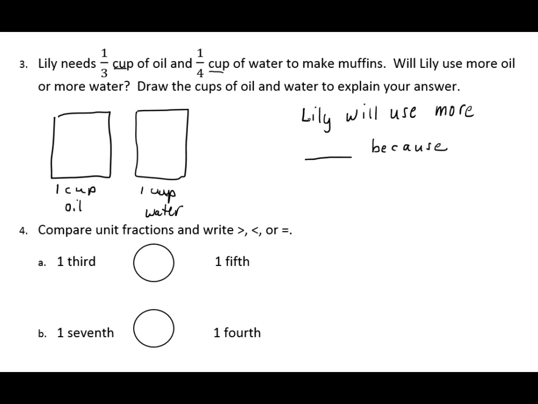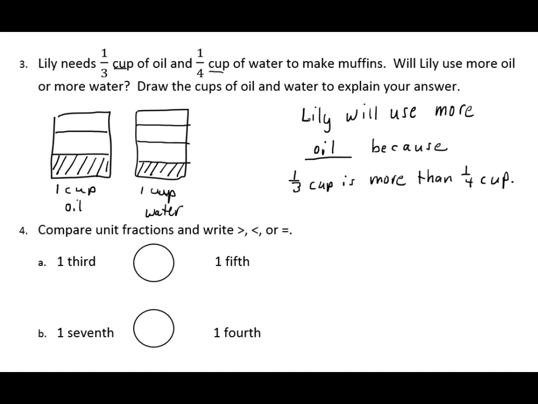Now she only uses 1/3 cup of oil, so we'll divide the oil cup into 3 pieces and shade in 1/3. She uses 1/4 cup of water, so we'll divide that into 4 pieces and shade in 1/4. And we can see that 1/3 is greater than 1/4. So Lily will use more oil because 1/3 cup is more than 1/4 cup.